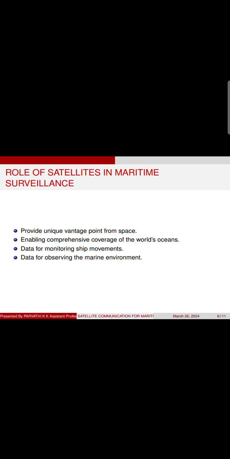Little LEOs operate at 0.2 GHz, big LEOs operate at 2 GHz and above, and mega LEOs operate in the 20 to 30 GHz range.